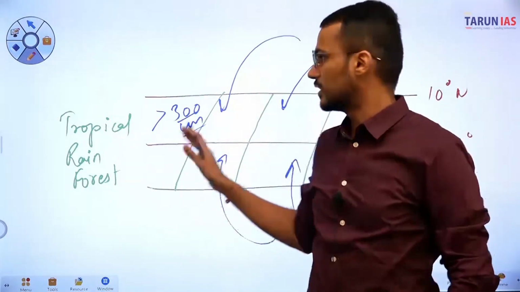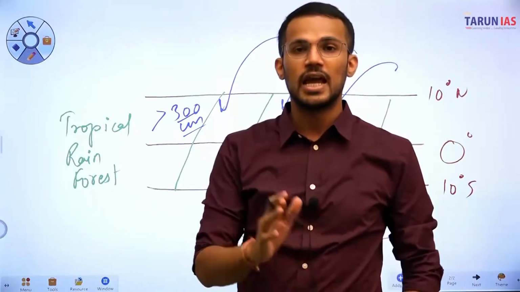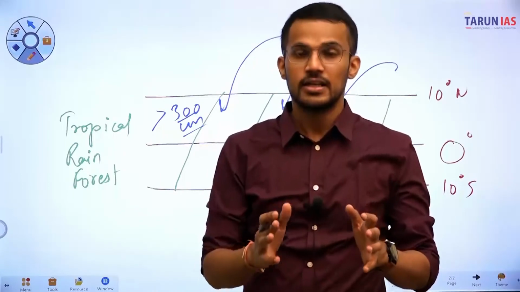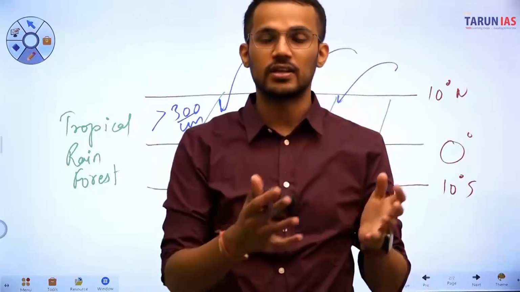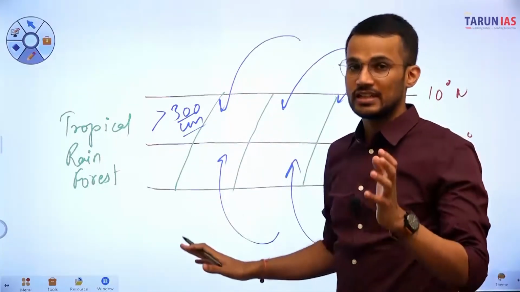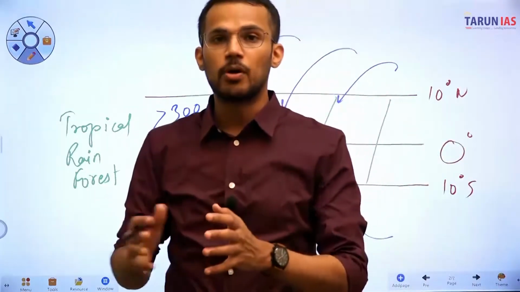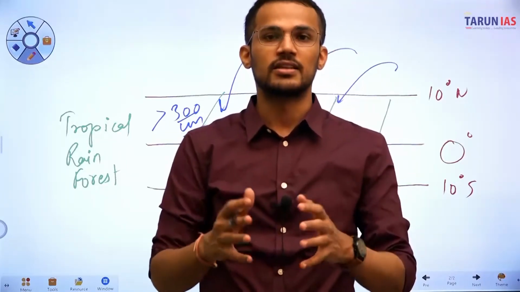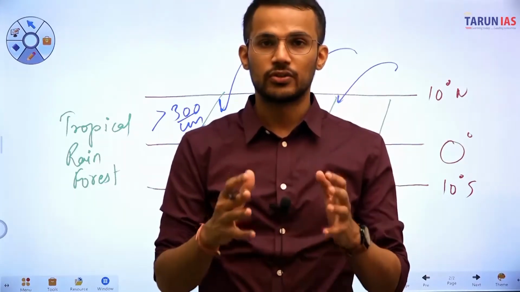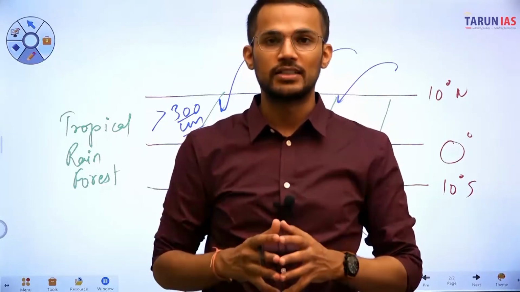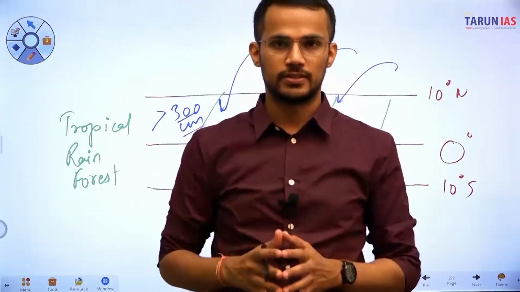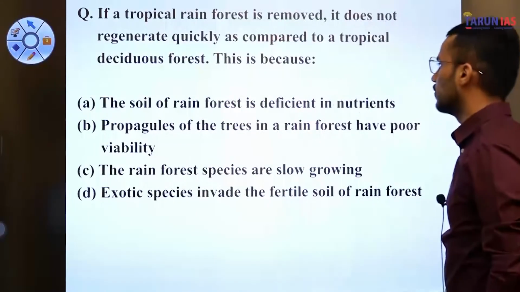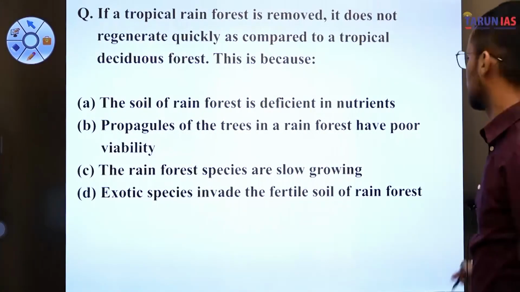It is laterite soil that is present in this location because it is leaching and lateralization of nutrients that is being witnessed by this soil. And hence, if by any reason the forest in the tropical rainforest location is cleared, then it will take a longer amount of time for that forest to regenerate because the nutrients are not present in that soil. They are removed as a result of heavy rainfall witnessed by this region as a convergence of trade winds. And that's why the answer to this question is A. The soil of rainforest is deficient in nutrients.